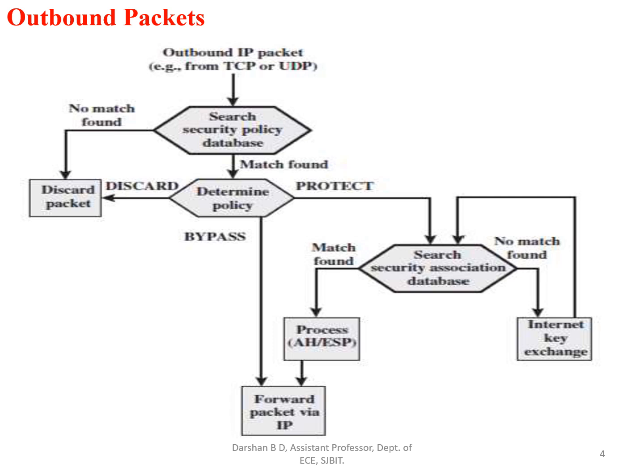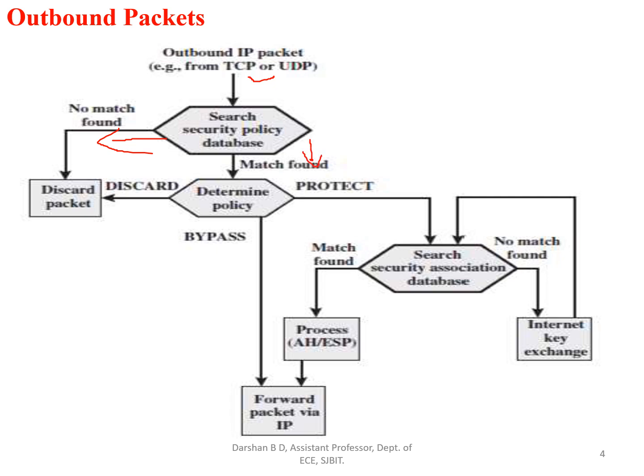In the outbound packet, outbound IP packet means we need to transmit the IP packet, so we are going to take it from TCP or UDP, transmission control protocol or user datagram protocol. Then we search the security policy database. If no match is found, we are going to discard the packet. If a match happens, we are going to determine the policy.